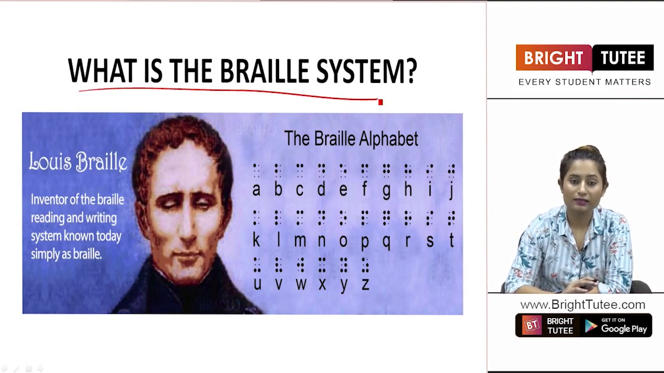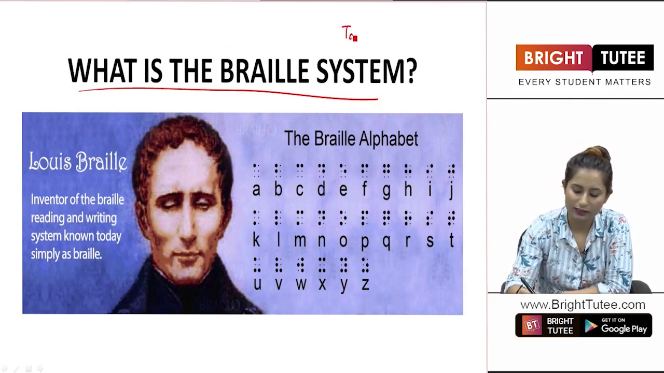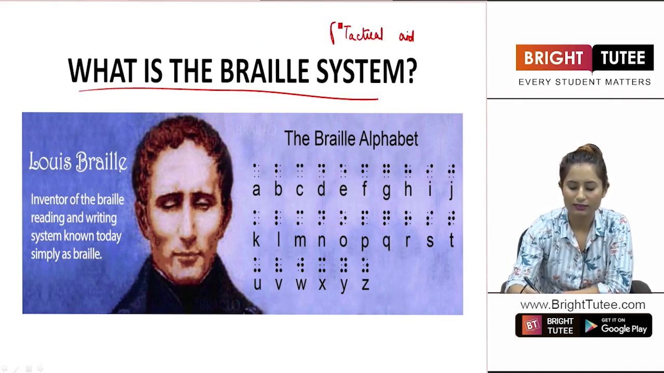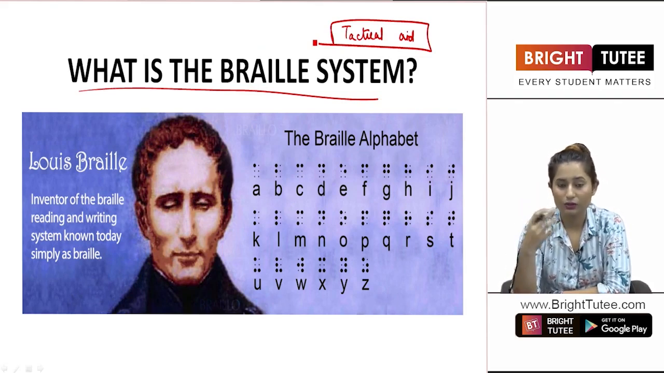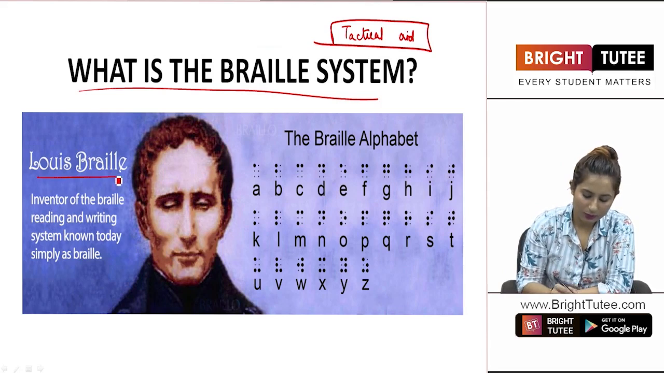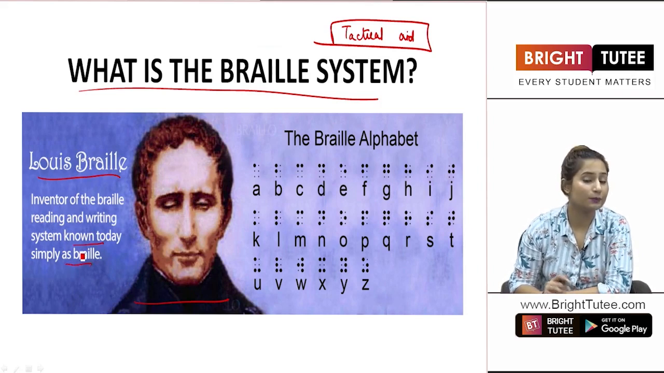As I told you, the Braille system uses the sense of touch. This is a tactual aid in which we use the sense of touch to make a person read or write. Let us see how this was discovered. This is Louis Braille, inventor of the Braille reading and writing system, known today simply as Braille.